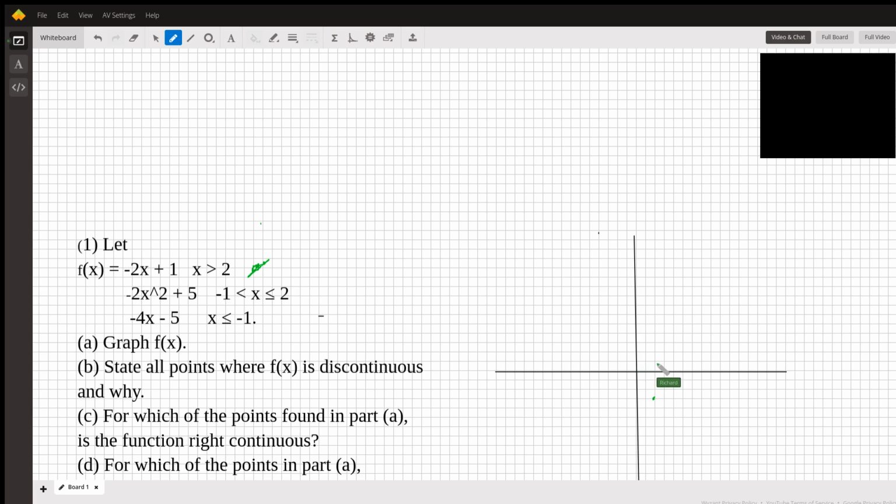Let's start again just to review. You start at the y-intercept here, and then you use the slope, down 2 over 1, down 2 over 1. So that's where the graph is going to start, because it only applies when x is greater than 2. So what that means is I have to use an open dot instead of a closed dot. So it's going to be an open dot.